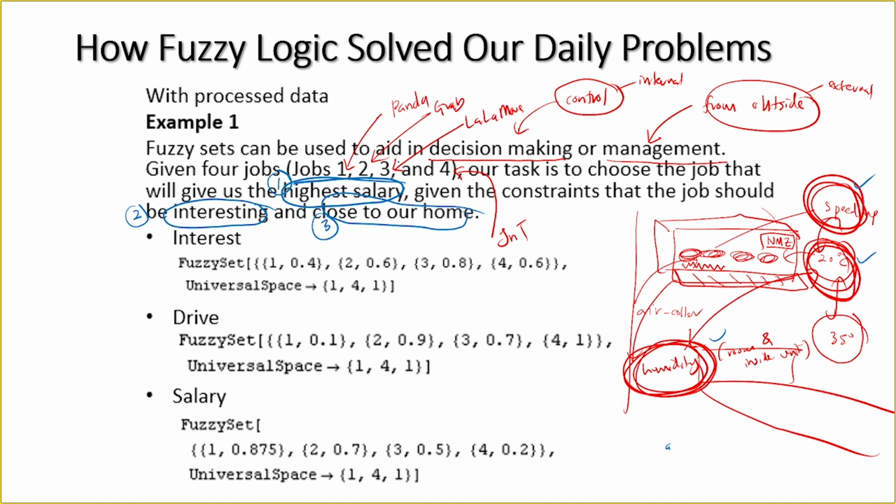In order to portray the fuzzy logic in what we call fuzzy system sets, we put it this way. One is interest. The other one is drive. Drive meaning the distance that the future worker should drive to reach the workplace. Then the salary one is the last. So fuzzy sets mean, this is the set.